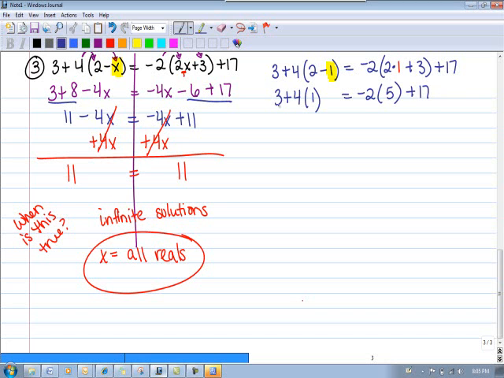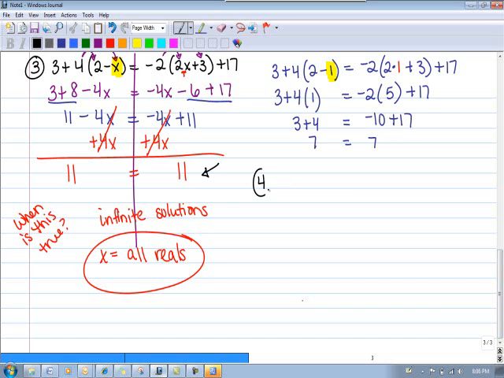And then on the left hand side, 3 plus 4 times 1. 4 times 1 is 4. So 3 plus 4 is 7. And then on the right hand side, negative 2 times 5 is negative 10 plus 17. Negative 10 plus 17 is 7. So I picked a random number, I picked 1. You could have picked any number and that still would have come out to be true. So any number for x actually would work for that problem. Okay, so when you get a true statement at the end, your answer will be all reals.